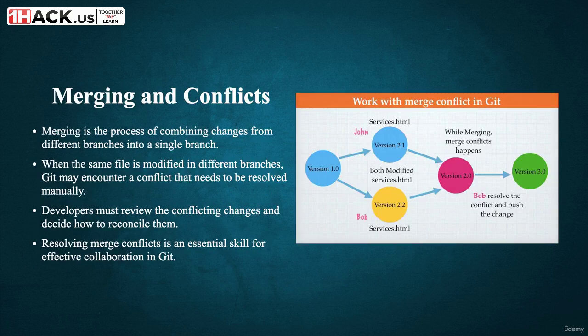Another key concept in Git is merging and conflicts. Merging is the process of combining changes from different branches into a single branch. When the same file is modified in different branches, Git may encounter a conflict that needs to be resolved manually. Developers must review the conflicting changes and decide how to reconcile them. Resolving merge conflicts is an essential skill for effective collaboration in Git, as it allows team members to integrate their work seamlessly and maintain a cohesive codebase. Understanding how to handle merge conflicts is crucial for managing complex projects and ensuring a smooth development workflow.